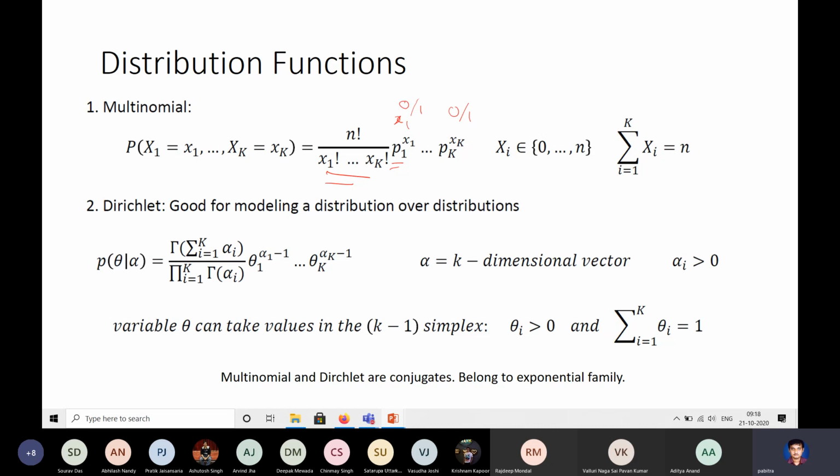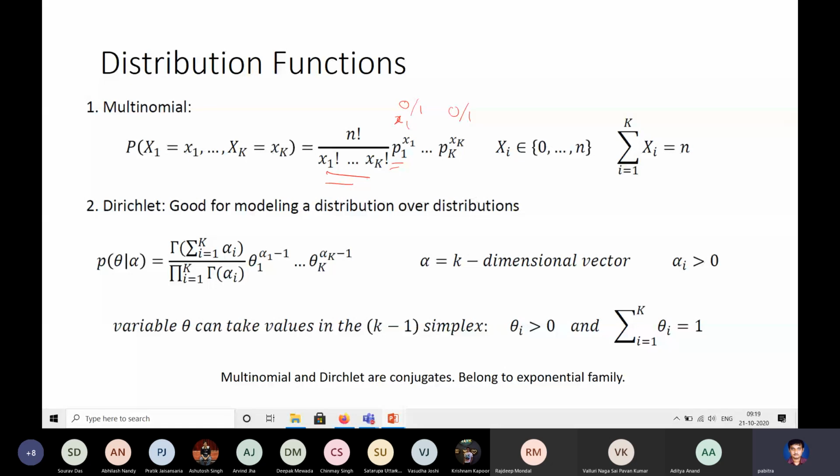So if you draw one single sample and multiply these probabilities, since only one of x1 to xk will be 1 and the rest will be 0, the p's corresponding to the 0 exponents will contribute 1. Let's say the 10th outcome is 1. Then it will be p1 to the power 0, into p2 to the power 0, into p10 to the power 1, into p11 to the power 0, and so on. So it will be only p10, nothing else. So this is the usual multinomial distribution.